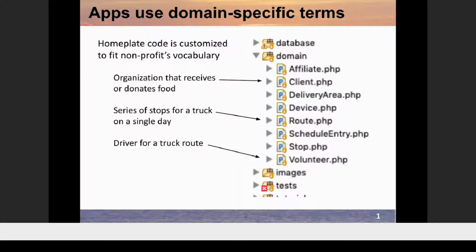I wanted to show you a little bit about how the client's own language is reflected in the software. These are the domain classes. You can see there are about eight or nine classes here altogether in the Homeplate code domain. The client is the organization that receives the food or donates the food. The route is a series of stops that the truck takes when they run on a particular day. And the volunteer is one of the drivers on the route.